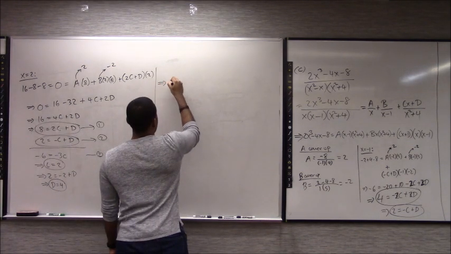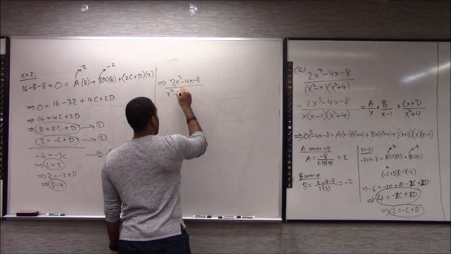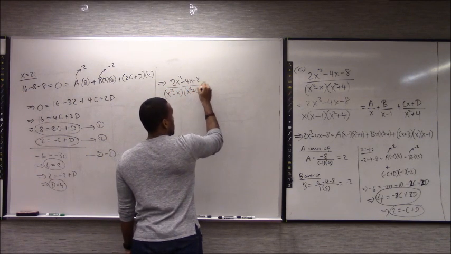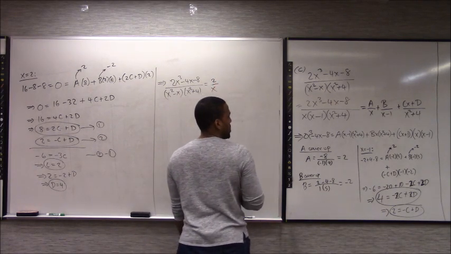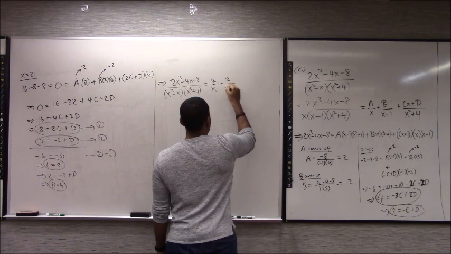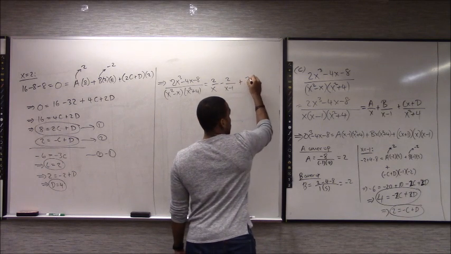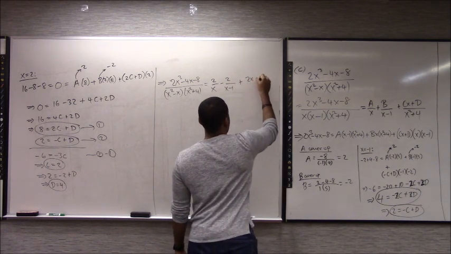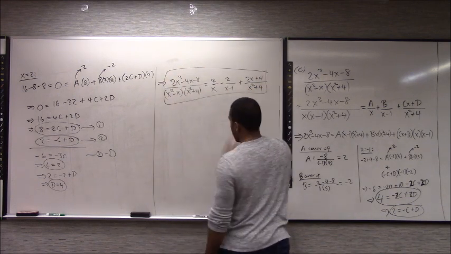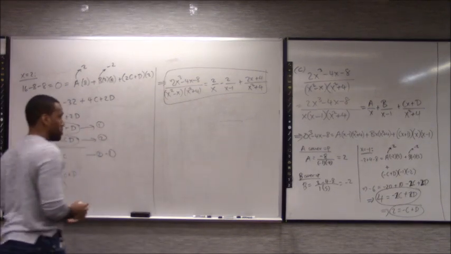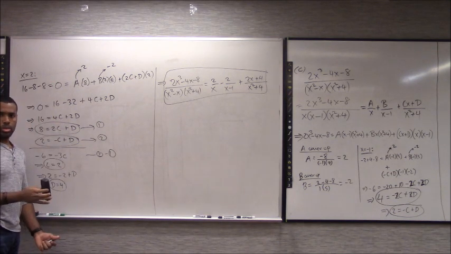So that means our 2x cubed minus 4x minus 8 over x squared times x squared plus 4 is going to be equal to A over x plus B over x minus 1, so that's minus 2 over x minus 1, plus Cx, C is 2, plus 2x, D is 4, plus 4 over x squared plus 4. Questions? Are we cool?